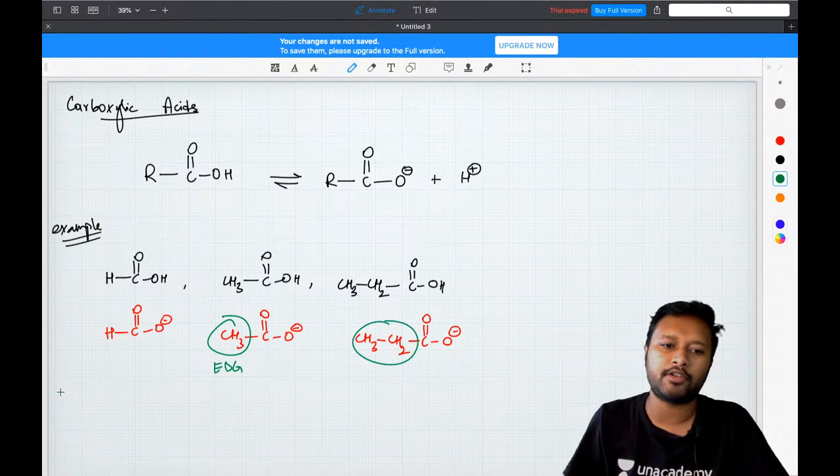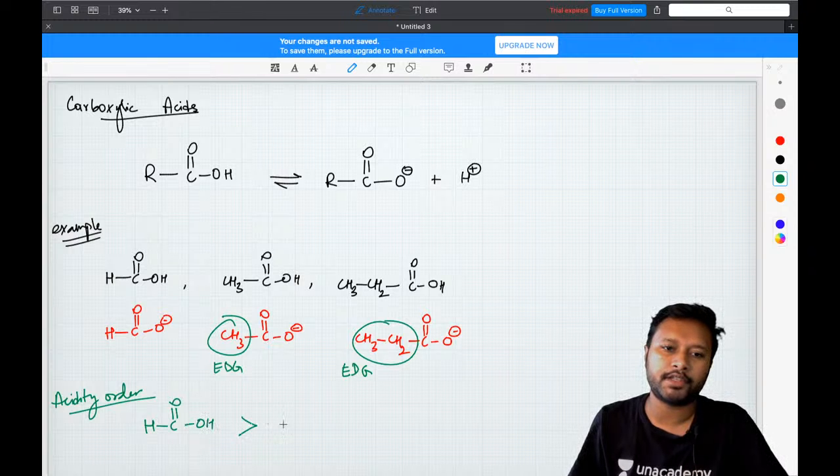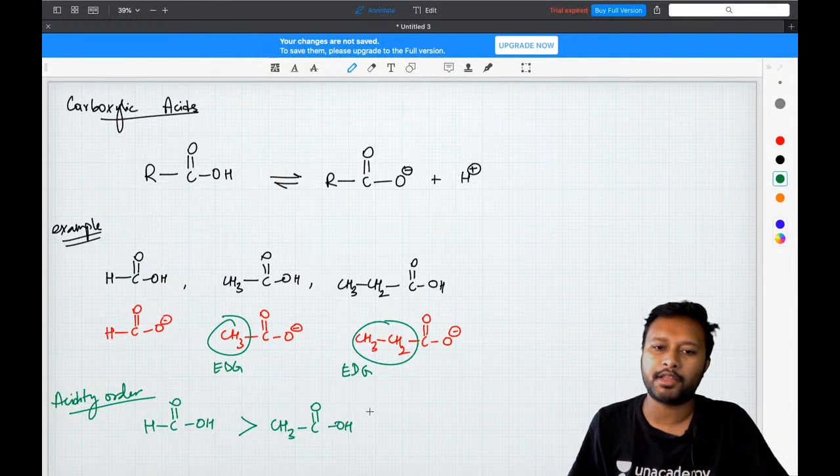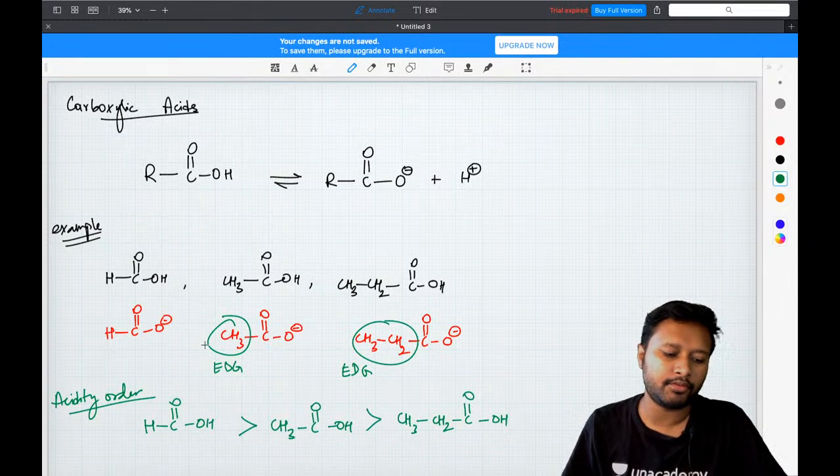So if I have to write down the acidity order, how am I going to write the most acidic one? These electron donating groups are going to decrease my acidity. The most acidic one is HCOOH, then comes CH3COOH, because the strength of electron donation is more for the ethyl group as compared to the methyl group. The least acidic one is propanoic acid. That's how we do it for the acidic strength.